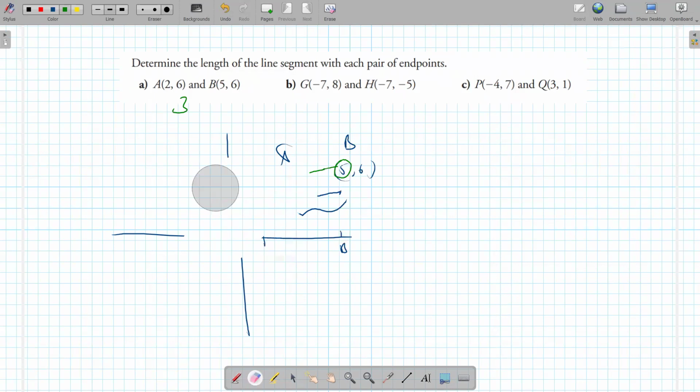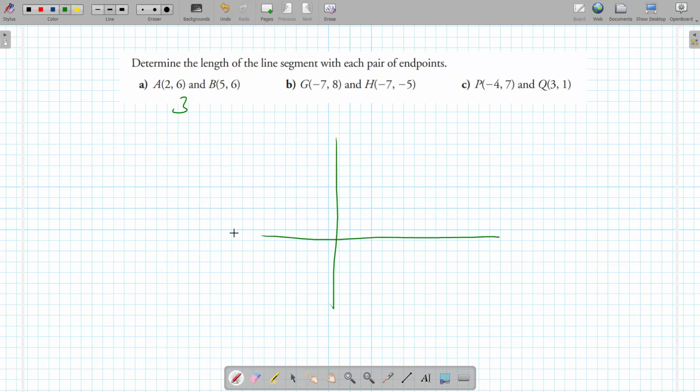That's the length. For B, it's very similar, except now it's vertical. So we have (-7, 8) and, down here, (-7, -5). What's the distance between these points? How long is the line segment? Is it 3 units? No, because 8 minus 5 is 3, but that's not the answer. So what's the answer? It's 13.